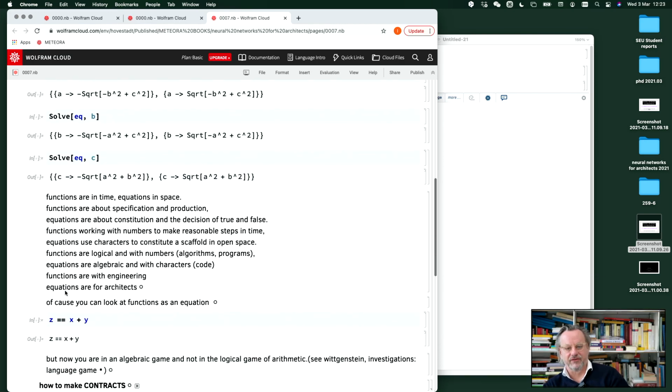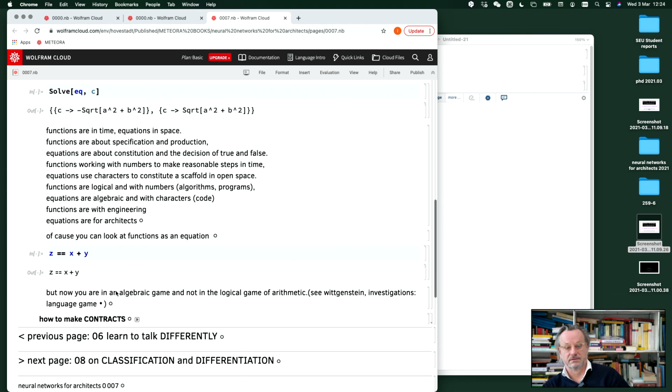So, therefore, functions are in time, equations in space, specification and production. Equations are about constitutions and decisions in true and false, not good and bad, true and false. So then with numbers, with characters, then we are logical towards algebraic, and then functions are with engineering, and I think it's very important, therefore I'm doing all this point. Equations are algebra and they are with architects.